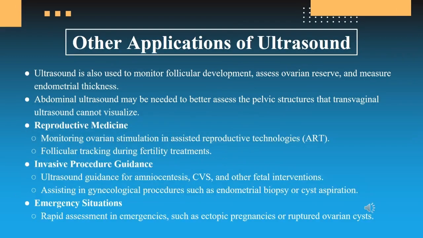So other applications of ultrasound include monitoring follicular development, assessing ovarian reserve, and measuring endometrial thickness. Abdominal ultrasound may be needed to better assess the pelvic structures that transvaginal ultrasound cannot visualize. So if a patient has a very large uterus due to maybe just being postpartum or having many fibroids that are enlarging the uterus, it may be very limited to what you can see on transvaginal. So abdominal comes into play with that.